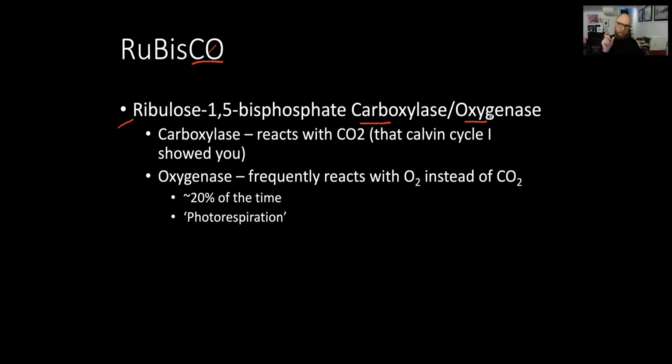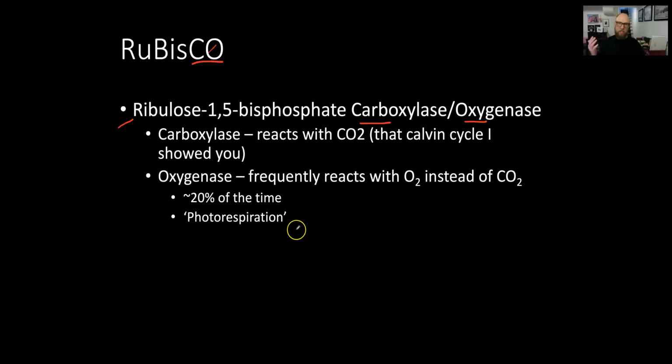Oxygenase is when it takes the ribulose bisphosphate and combines it with an oxygen molecule. And of course, that results in a different product and kind of a different pathway. It turns out that reaction happens about 20% of the time. So about 1 in 5 reactions, rubisco accidentally, if you will, takes an oxygen molecule instead of a CO2 molecule. And this process results in a loss of CO2 from the leaf. So instead of gaining a CO2 molecule, it's actually losing a CO2 molecule.